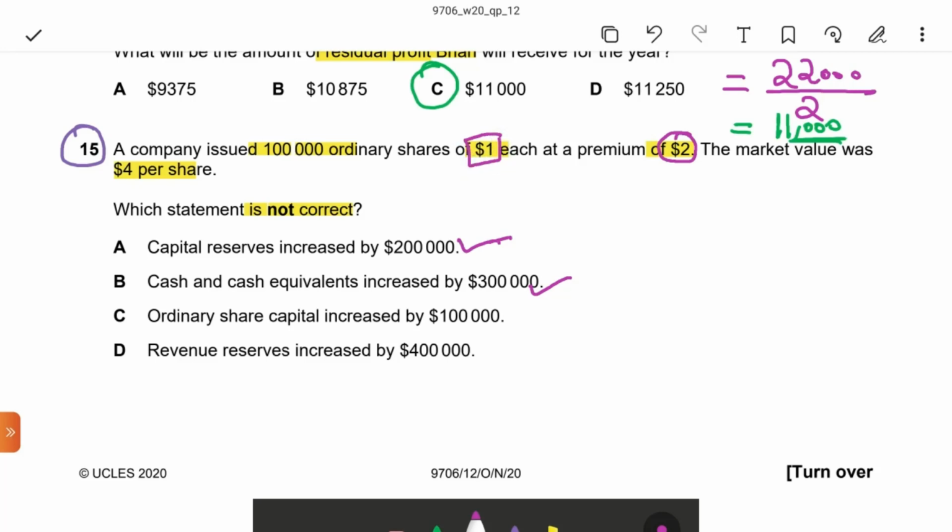That was also correct. Ordinary share capital increase 100,000. Yes, the ordinary share price is $1 and the capital is 100,000; it is increasing 100,000. Next, revenue reserves increased by 4 lakh. This is wrong because when the company is issuing the capital, there is no revenue reserve. That is capital reserve only. So that option is wrong, so the correct answer is option D.